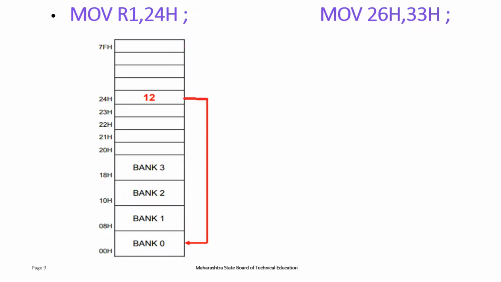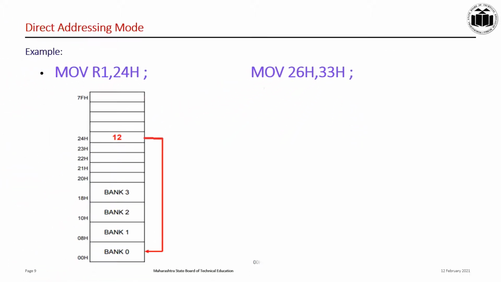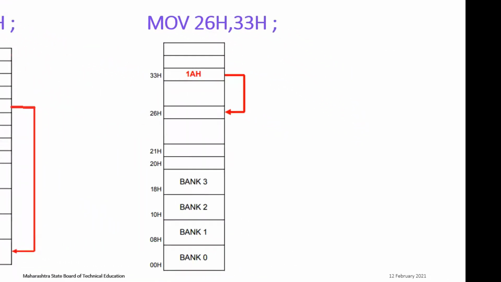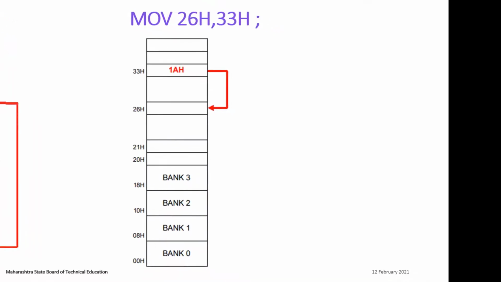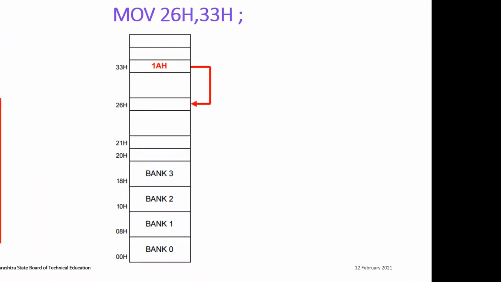Next instruction is MOV 26H, 33H. Here, both source and destination are RAM locations. After the execution of this instruction, the content of memory location 33H will be copied to memory location 26H.